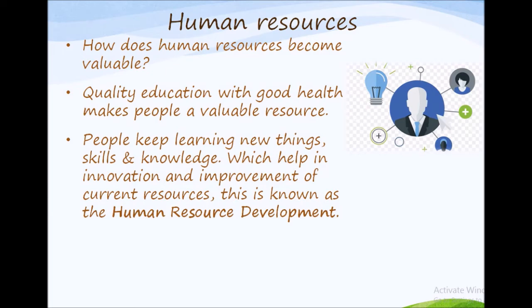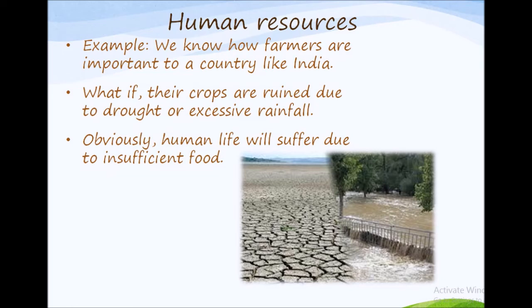Now, take the example of farmers. We know how farmers are important to a country, especially to a country like India. So, what will happen if their crops are ruined due to drought or excessive rainfall resulting in flood? Obviously, human life will suffer due to insufficient food. The farmer will also suffer and the economy will be set back as there will be no produce to sell.